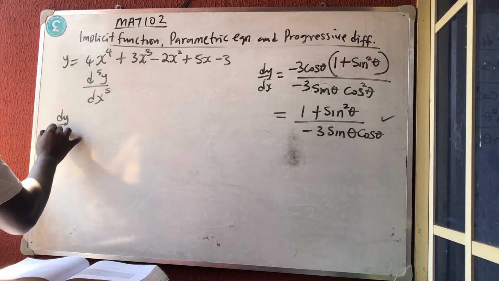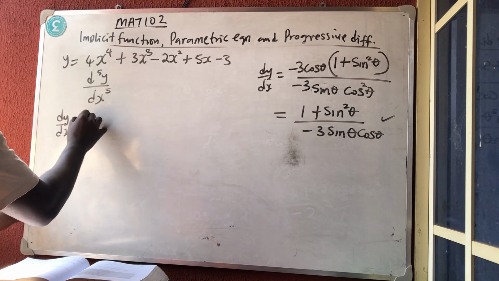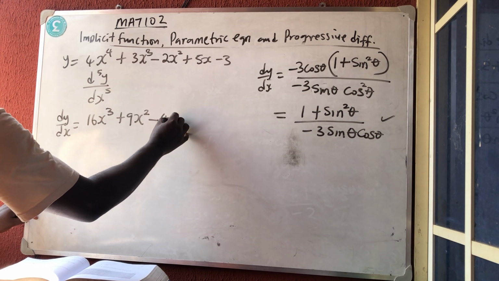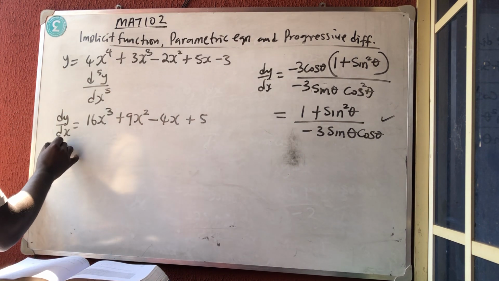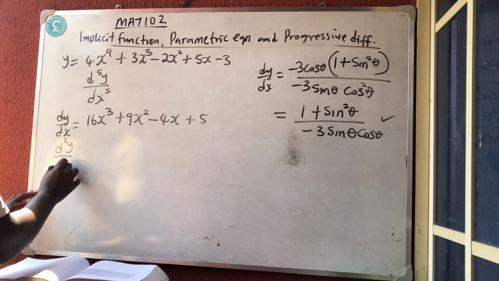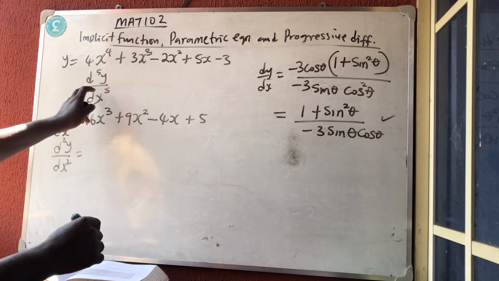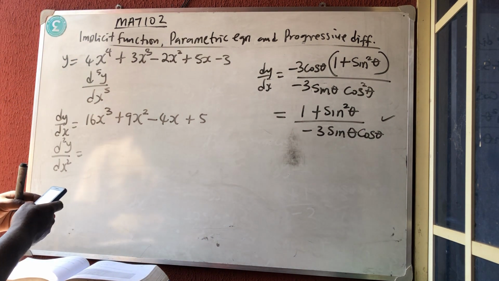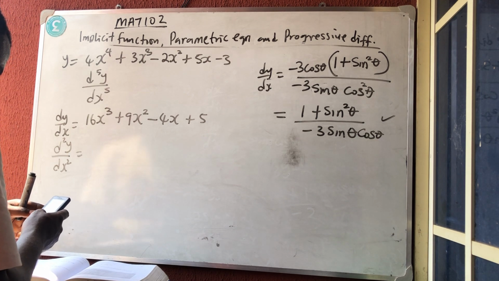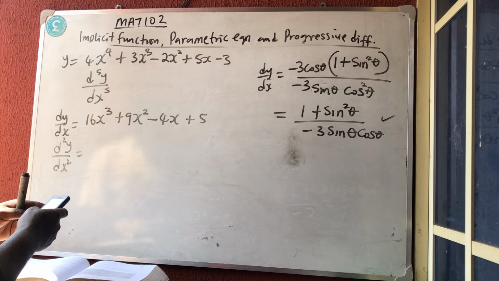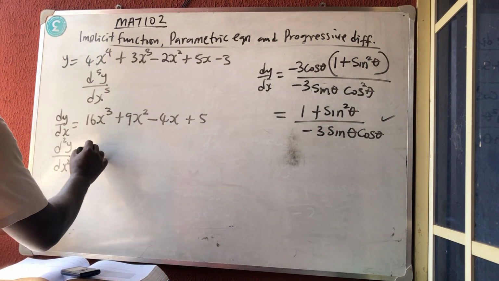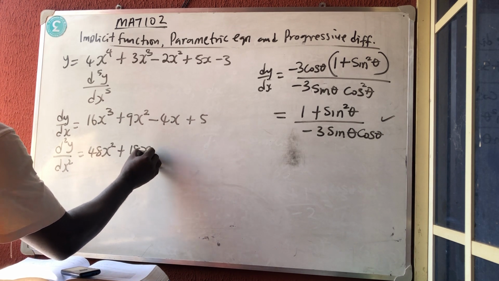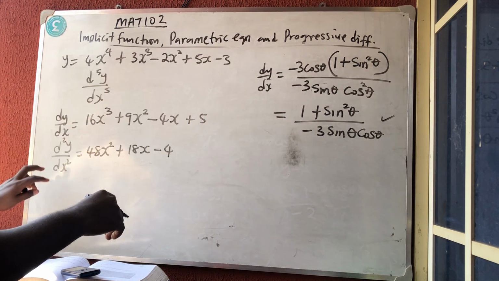So the first one, dy dx, which is what? I'm having 16x cubed plus 9x squared minus 4x plus 5. This one is the first one. The second one, d2y over dx squared, means differentiate that answer you got, which is, I think, 48. 16 times 3 is 48. So I'm having 48x squared for this one. This one will give me what? 18x. This one will give me what? Minus 4. This is 0. This is the second one.